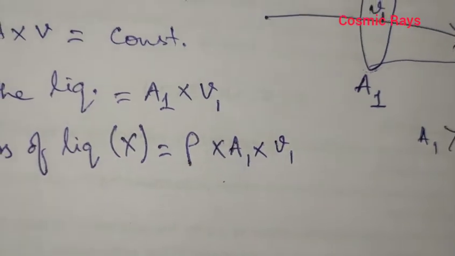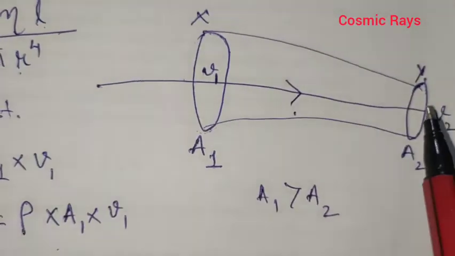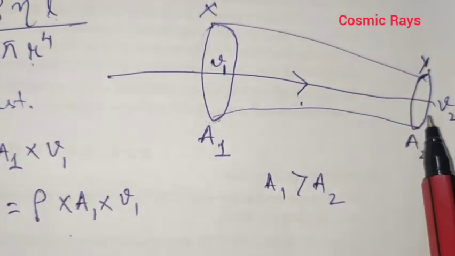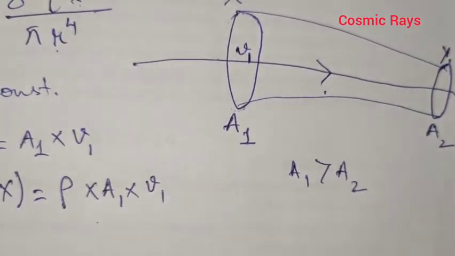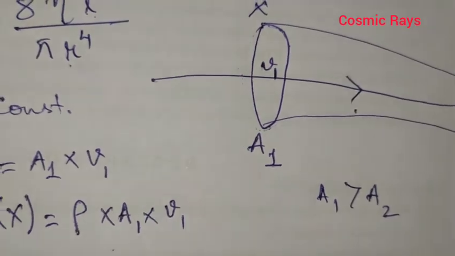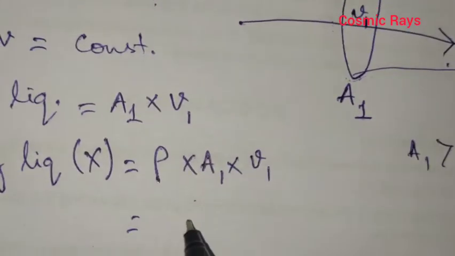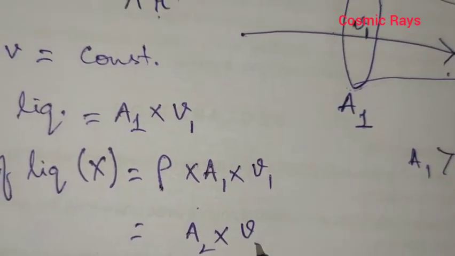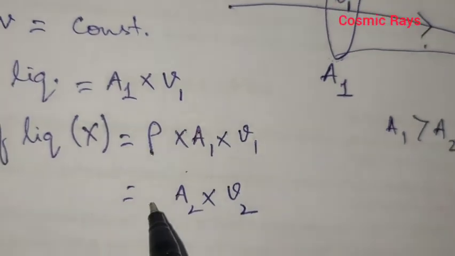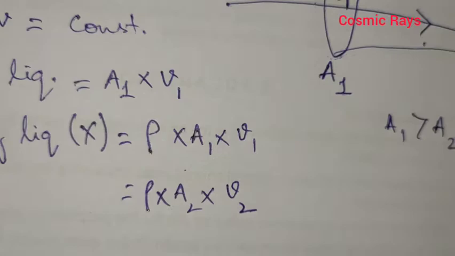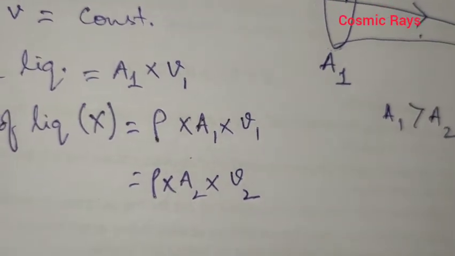Similarly, the mass of the liquid coming out from area a2 at the end y will be given as a2 multiplied by v2. And the total mass would be rho multiplied by a2 into v2.